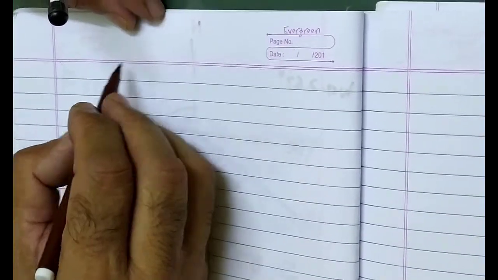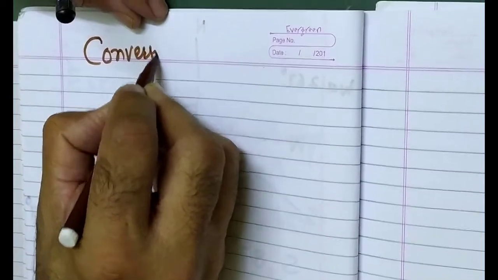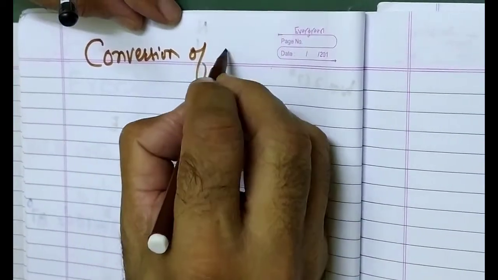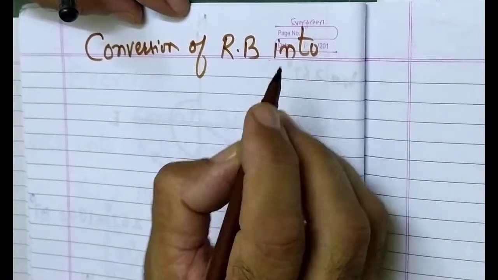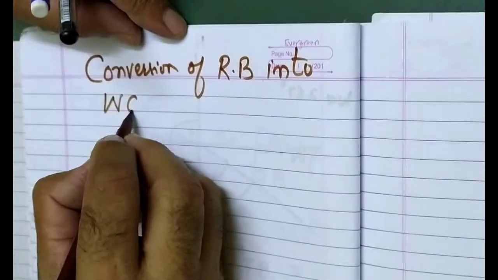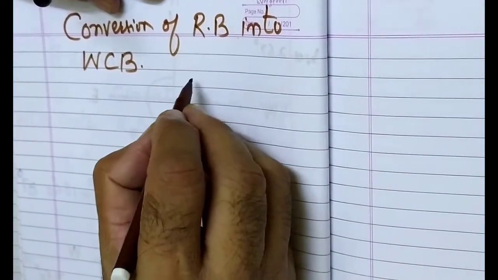Now we are going to start the conversion of reduced bearing into whole circle bearing. Okay, this is again with me. So you first go and try with sketches. Later on there are the formulas. So first you will take again.